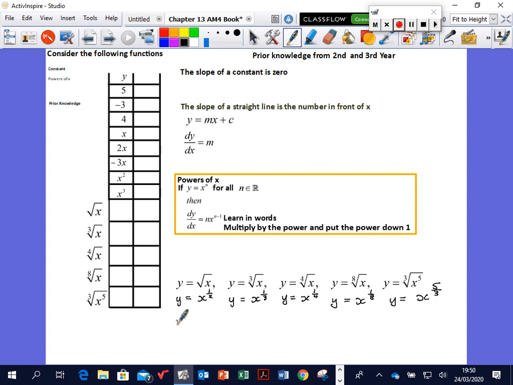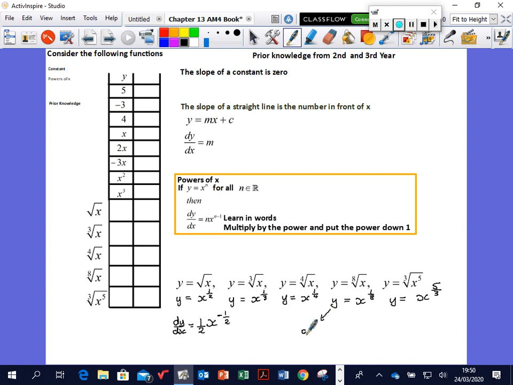When I differentiate y, I get dy dx is equal to multiply by the power, and then we put the power down 1, i.e. take 1 away from the power. When we put it down 1, the new power becomes minus 1/2. Let's skip up to this one here, because they're all roughly the same.